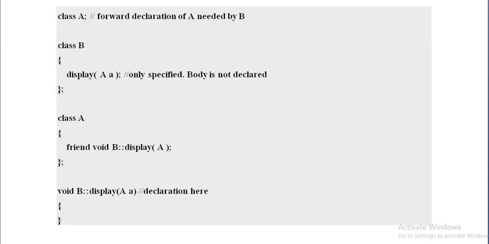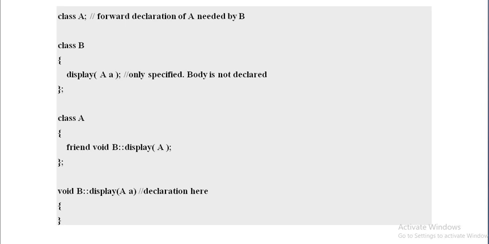Look at the class A semicolon, it is a forward declaration. Of course, as B needs A, we need to declare it. This is what you call forward declaration. So in class B, we have a member function display. It is only specified, the body is not declared. Look at display within brackets capital A, small a. Capital A is your class name and small a is your object.